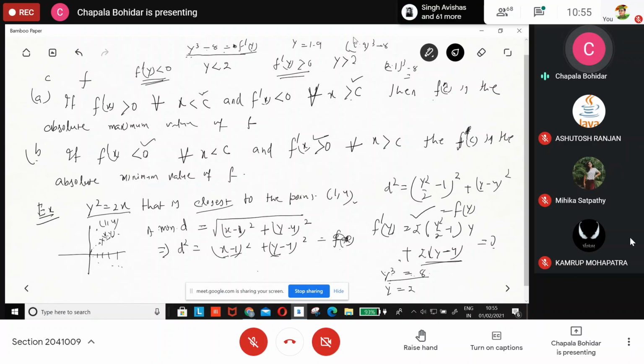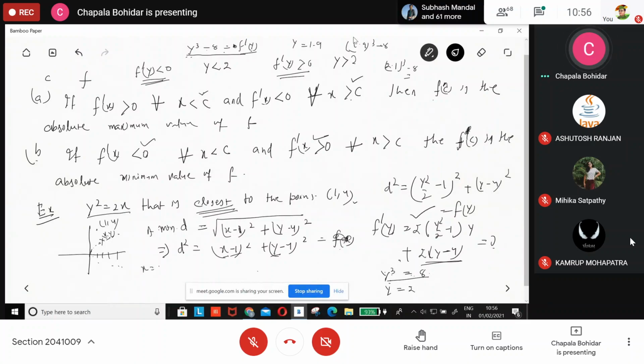The question is asking about the closest, which means it is the minimum value. So for what value of x are we getting the minimum value? x is equal to 2. So the question is asking at what point? Find the point on the parabola, and you know x is equal to 2.